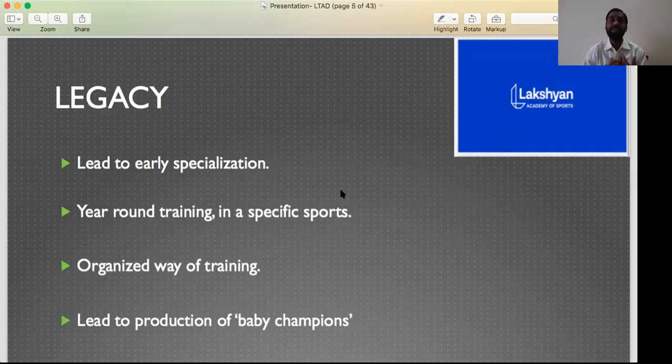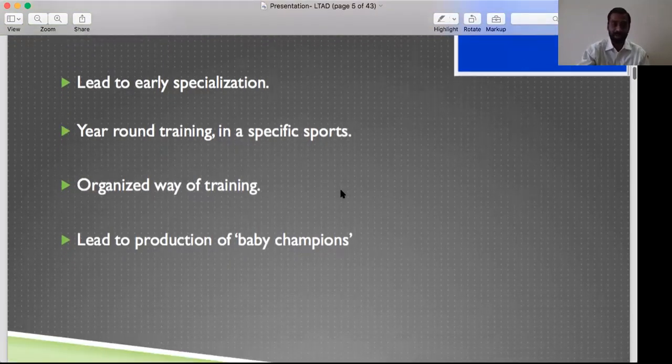What does early specialization lead to? You obviously start training sooner, you become single-focused towards playing one sport, and you keep training year-round. That means you're playing the same sport for almost 8 to 10 months in a year. There is a very serious, organized way of training. At 6 and 7, the child is not just playing for fun, he's playing in a more serious, organized, structured manner. And then it leads to the production of baby champions. That was the whole concept which gave way to early specialization.